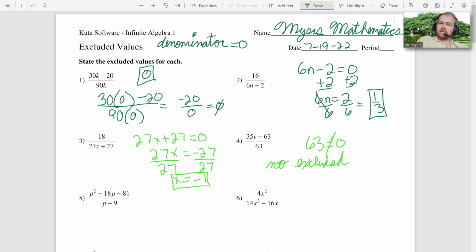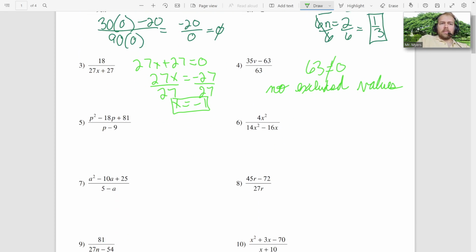And I just write in cursive just because it's less laggy. Excluded values. So I apologize if you can't read cursive. It says no excluded values. It's a little bit sloppy. Okay, moving on. Number 5.